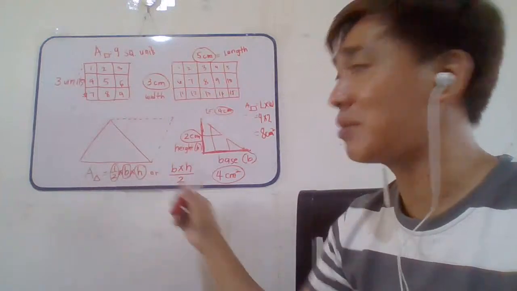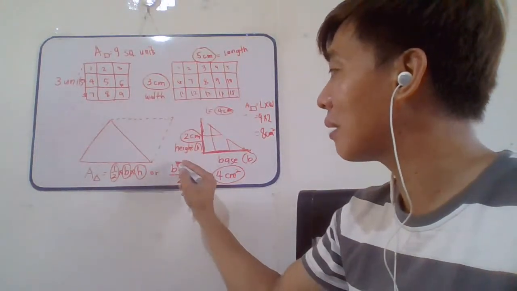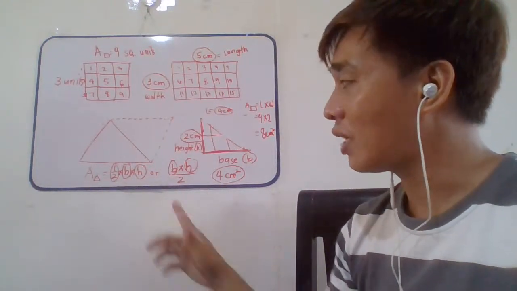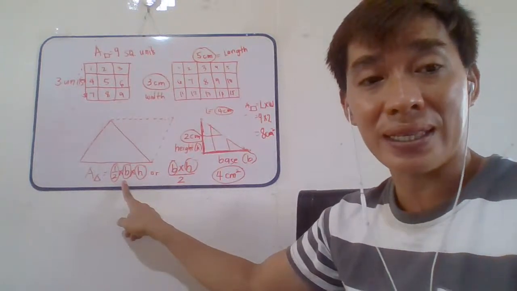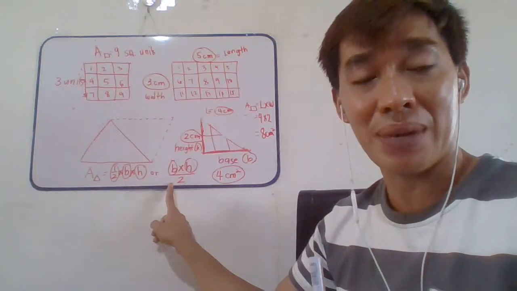So 1/2 times base times height. Or you could simply multiply the base and the height and divide it by 2. That's why we have an option to use this as a formula in getting the area of the triangle, or you could use base times height divided by 2.